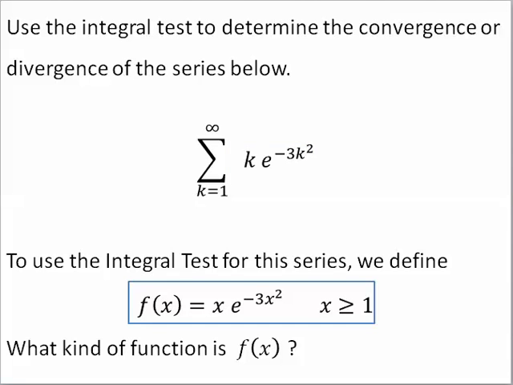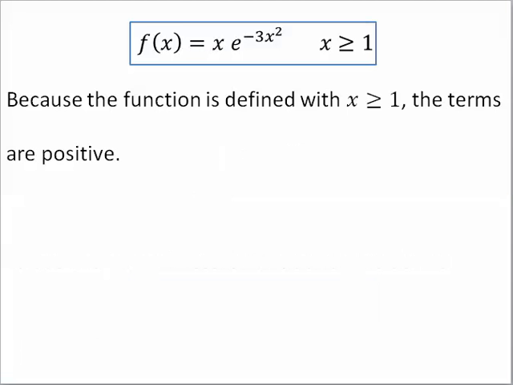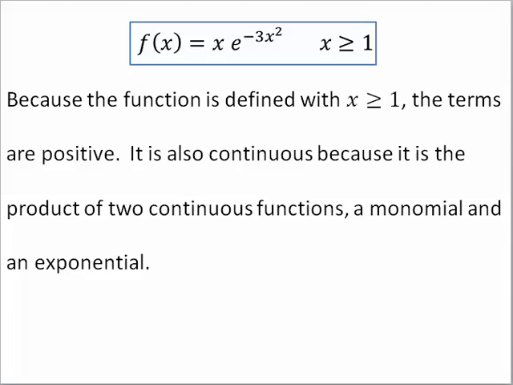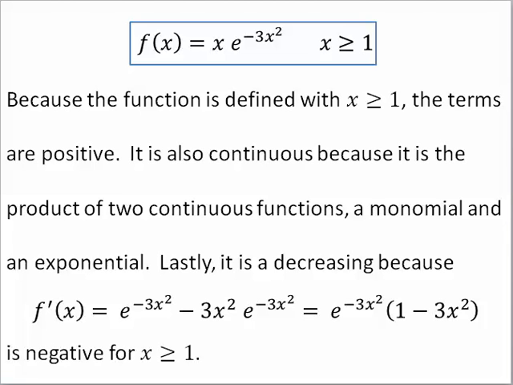And what kind of function is this f that we've just defined? Well, because the function is defined for x bigger than or equal to 1, the terms are positive. It is also continuous because it is the product of two continuous functions, a monomial and an exponential. Lastly, it is a decreasing function because the derivative is negative for x bigger than or equal to 1.